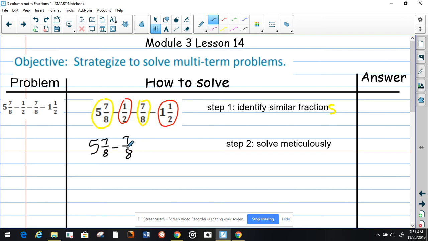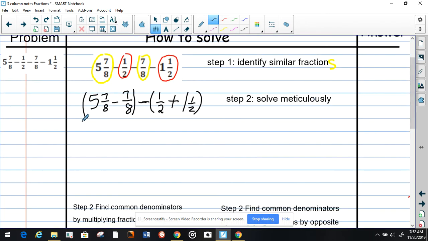So that's the first one. We're going to associate these two. These two are going to give you a result, a difference. Now, we're going to subtract the 1/2 and the 1 and 1/2. Since we're going to subtract both of those from this number, we're going to add them up first, and then we do the subtraction. That's the easiest way to solve these problems. So let's see how this is going to unfold.